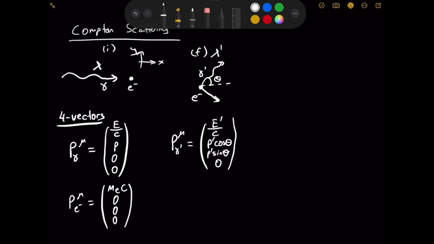Now, I will make one simplification here. It's that for a photon, and I'm not proving this, you have to trust me.